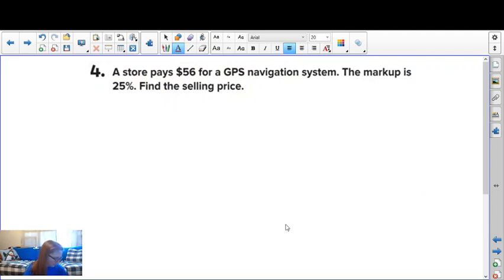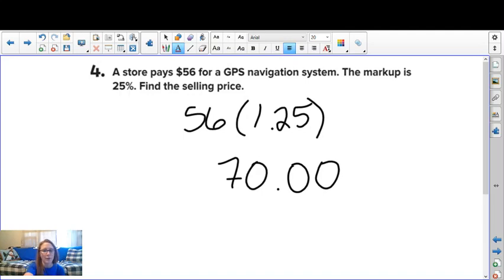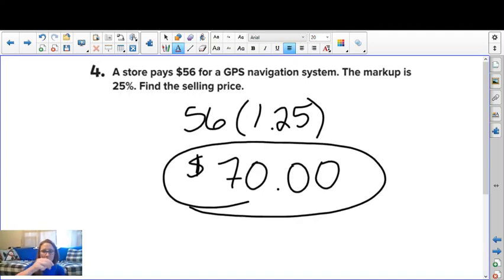All right, number 4. A store pays $56 for a GPS navigation system. The markup is 25%. Find the selling price. Again, we're just causing the price to continue to go up. They want to make a 25% profit. What is the store going to say to you, the customer? Hey, this GPS system is such-and-such price. So again, you take that $56 and you're trying to find 125%. So 1.25. And when you multiply that together, you get $70. So they're going to sell you the GPS for $70 while making a $14 profit.